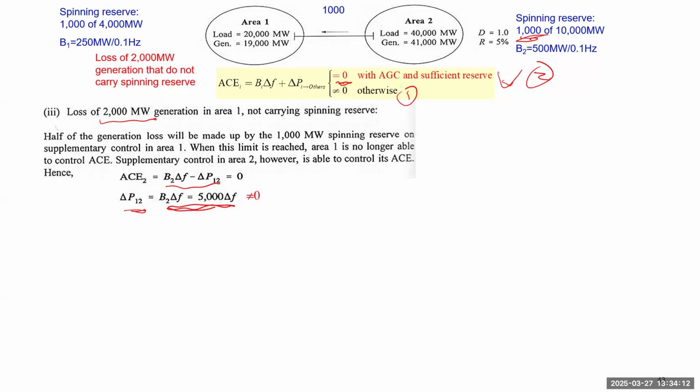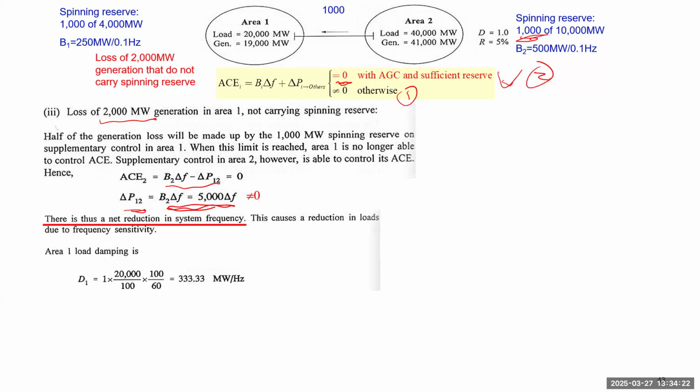All right. So this is not 0. Because if it's 0, you would not be able to utilize spinning reserve in area 2. Your area 2 is going to send some power to area 1. So there must be some frequency change. Here is a decrease of frequency because the generation is somehow lost. And so this is the D.